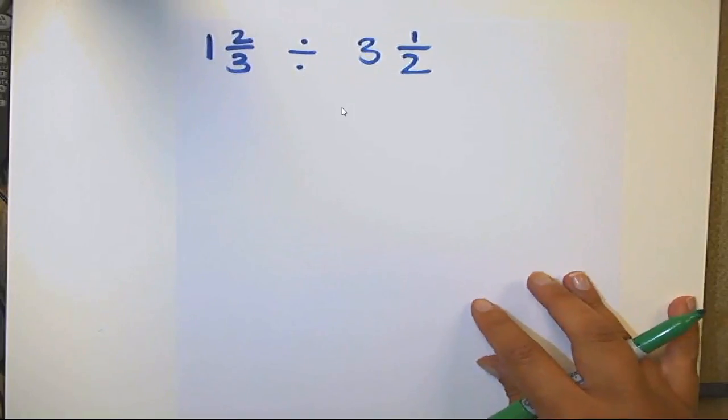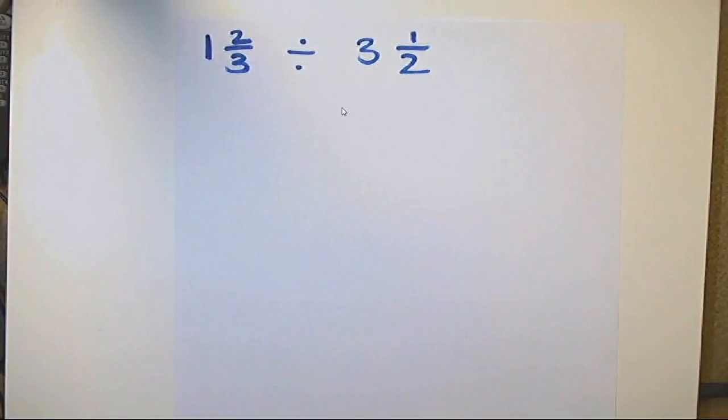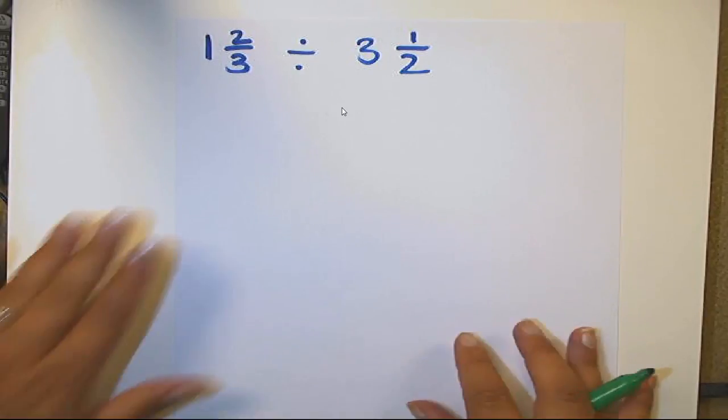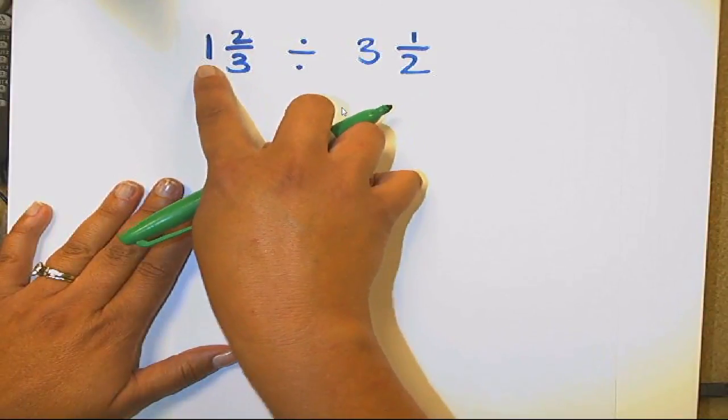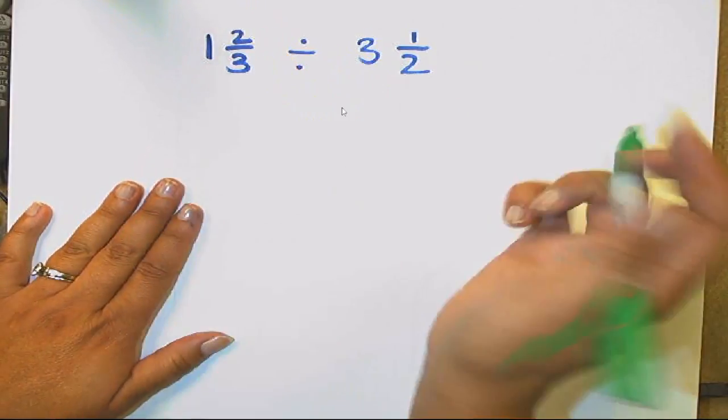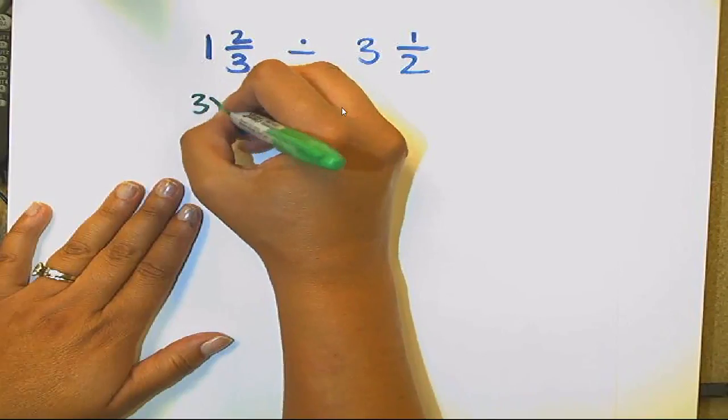Now, when you do have a whole number involved, it's still simple. You just have to do an extra little step. And just like with the multiplication of fractions, first thing we want to do is get rid of that whole number. And you get rid of it the same way that you got rid of it with multiplication. I'm going to take that denominator, I'm going to multiply it by my whole number, and I'm going to add my numerator. So I'm going to take 3.